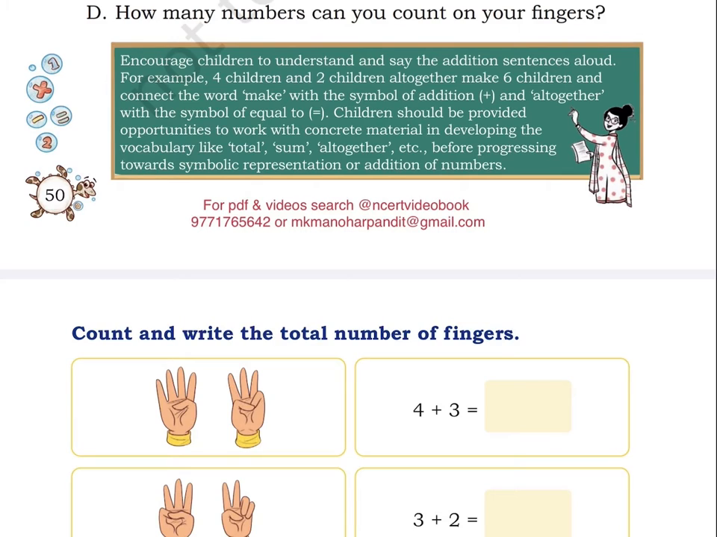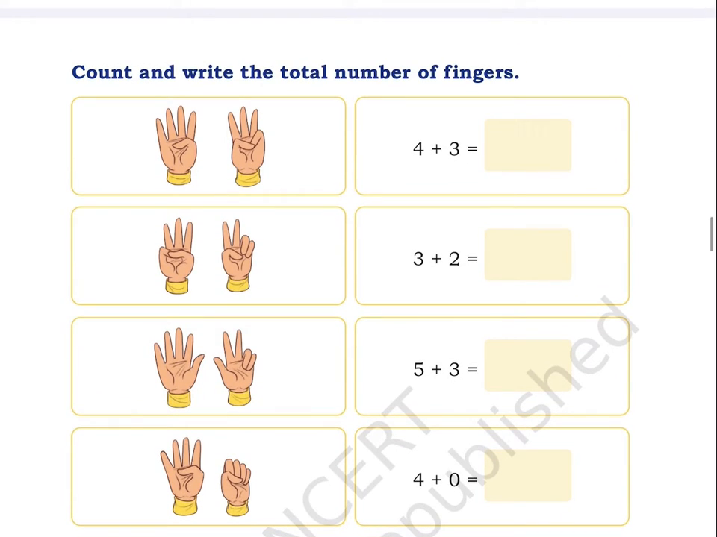Page number 51. Count and write the total number of fingers. Here on page number 51, there are five different boxes given on the left side. In the first box, there are two pictures of hands given. One hand is showing four fingers and the second one is showing three fingers. On the right side, inside the box, 4 plus 3 is equal to blank is given.